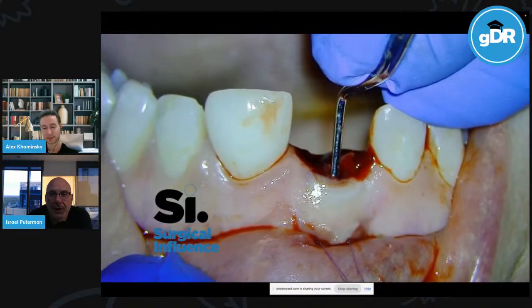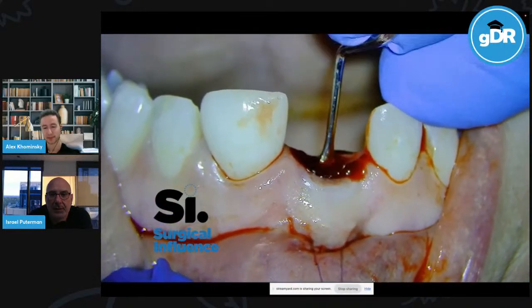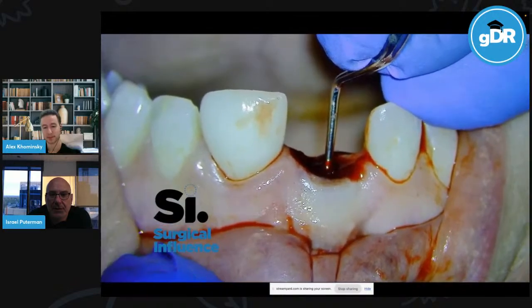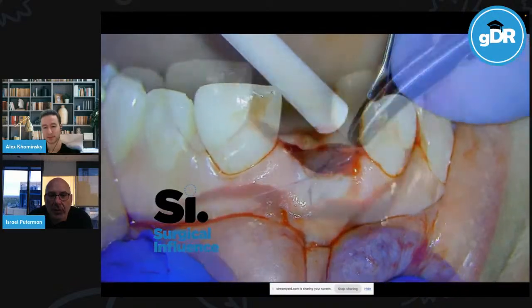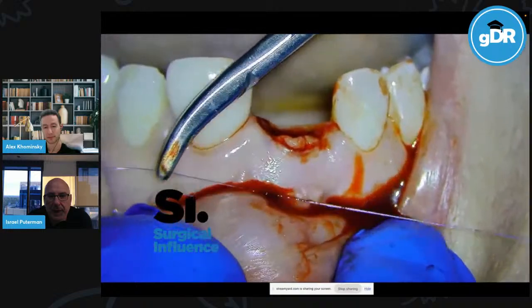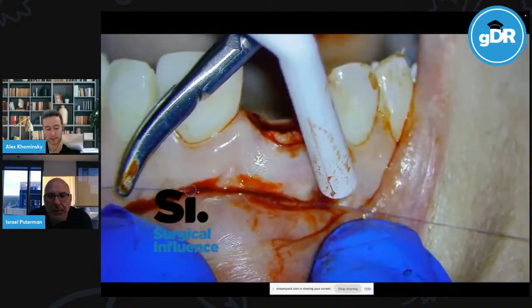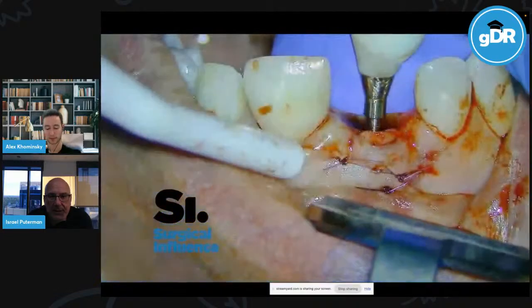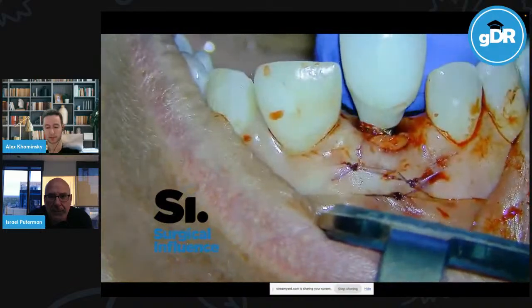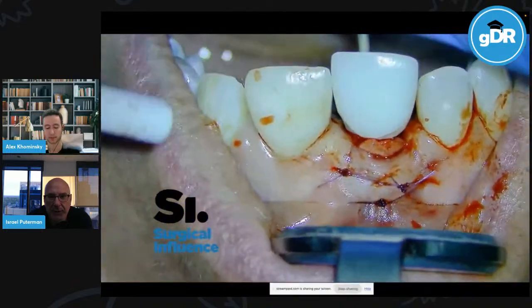So I just tunnel it in, just to thicken that facial tissue. This doesn't require a whole lot more than this. And I had one suture beforehand. I remember this is the second connective tissue graft I did. I did place a connective tissue graft when I placed the implants.